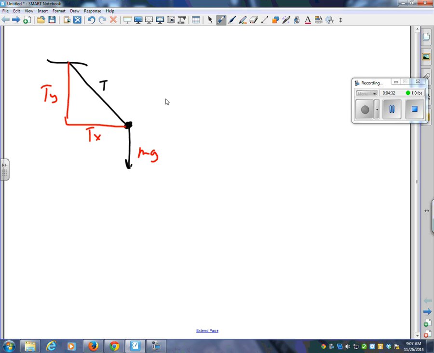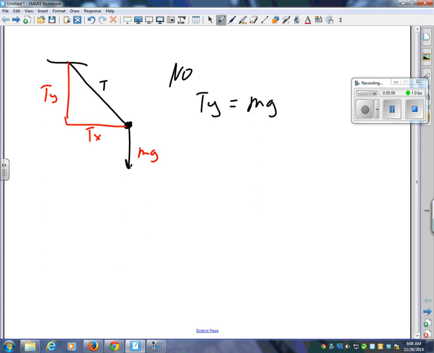Does the pig accelerate in the vertical direction? Surely it does. Did it change vertically? No, there's no directional change. It doesn't go up or down. It doesn't change its speed up or down. No, the answer is no. It does not accelerate in the vertical direction. So put no. And what does that mean? It means that Ty is equal to mg. The vertical forces are balanced. There is no net force vertically.